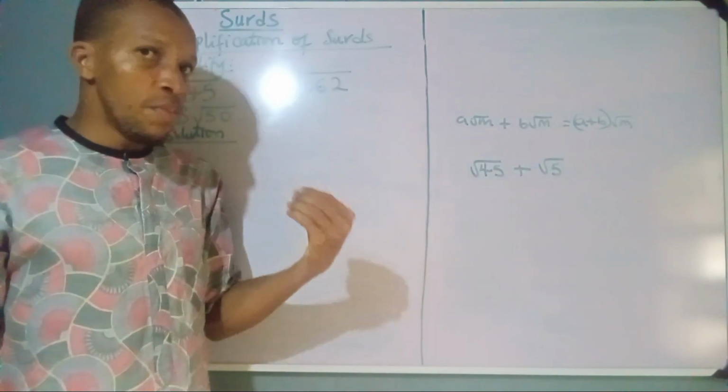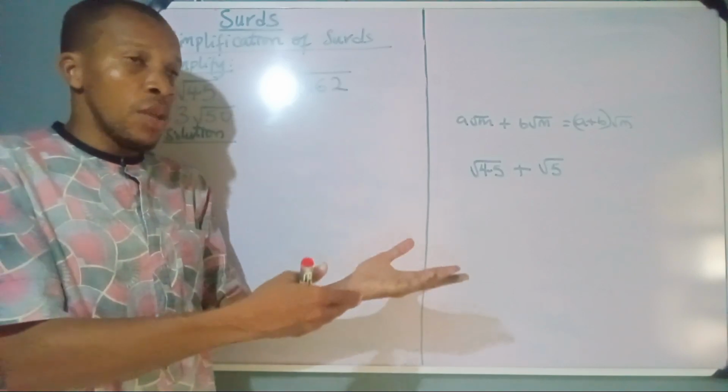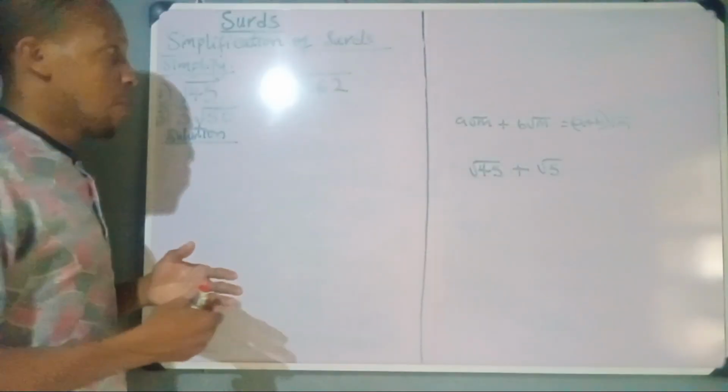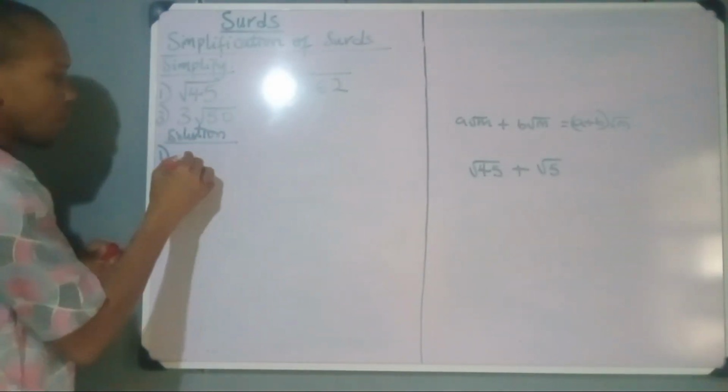So that's why it's important to simplify. It's just like fractions, reducing fractions to their lowest term. So it's also important to simplify surds to their lowest possible values. Okay, so now let's see how we can simplify this.